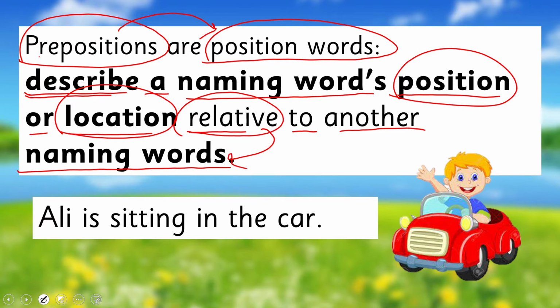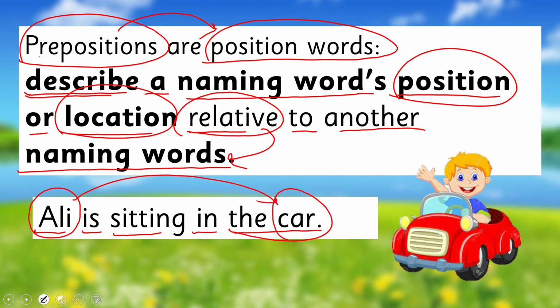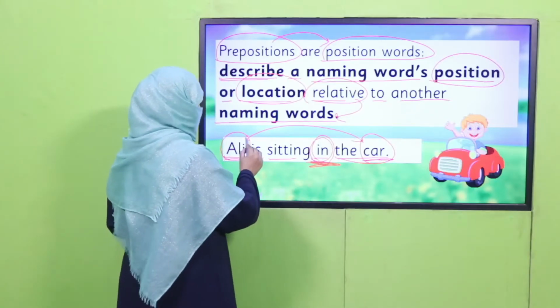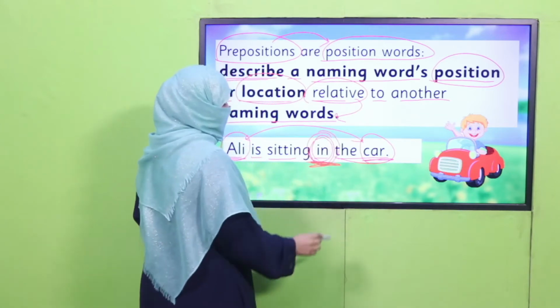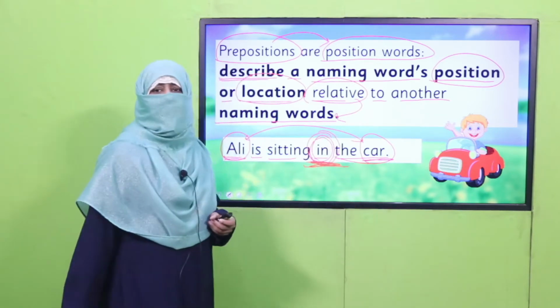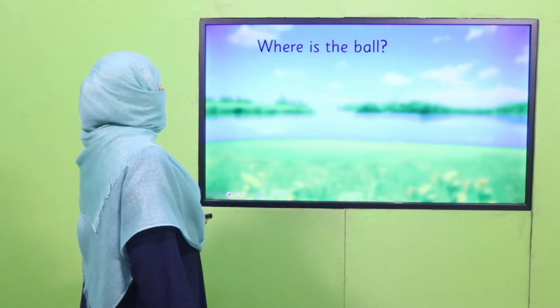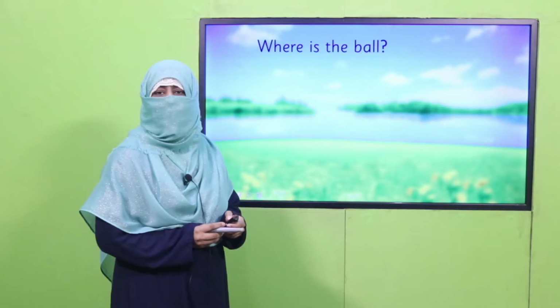As it's mentioned here, Ali is sitting in the car. Now, Ali is a noun, the car is a noun, and what is their relation? That Ali is sitting in the car. So this "in" is telling Ali's position in relation to the car. So this "in" is basically a preposition, the position word. You got it? Okay.